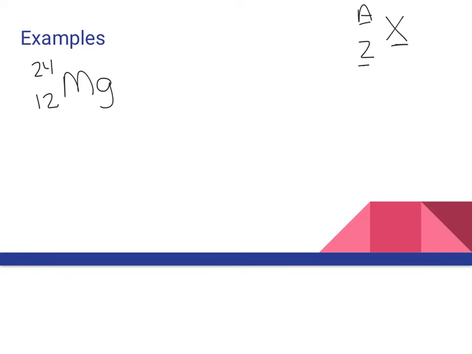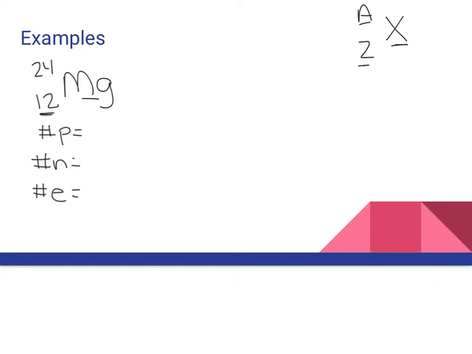If I were given a symbol like this, I should be able to determine the number of protons, the number of neutrons, and the number of electrons in this atom. The bottom number here represents the atomic number. The atomic number always tells us the number of protons. The other thing we should note is that the atomic number and the element symbol should always match.